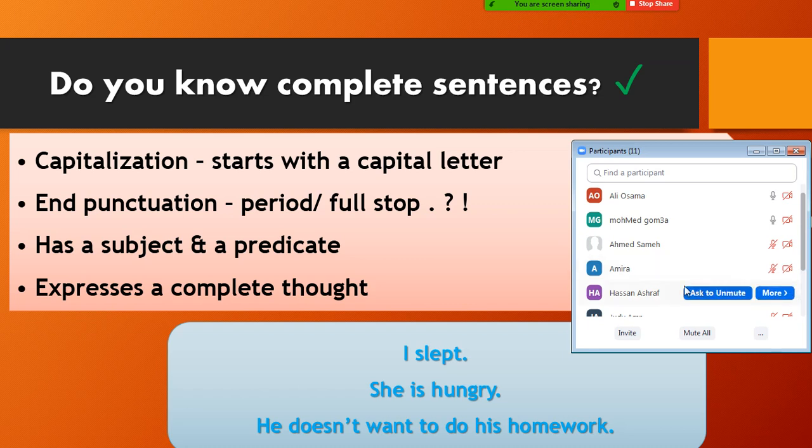Okay, Amira, where is the verb here? Amira, where is the verb? Want. Yes, "doesn't want". It's in the negative form. "Doesn't want", this is the verb. Excellent. Then "to do his homework".